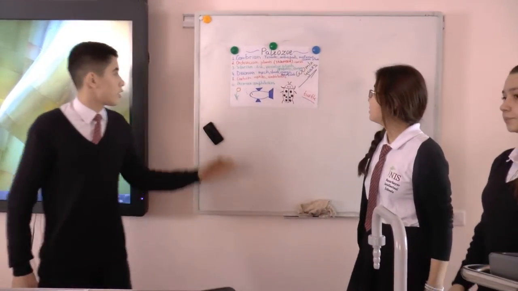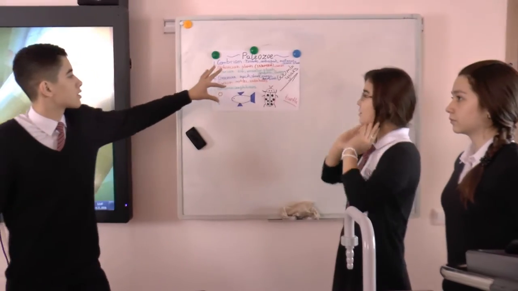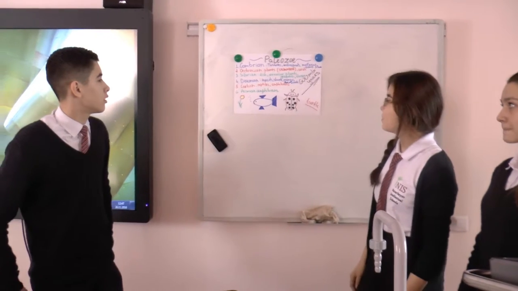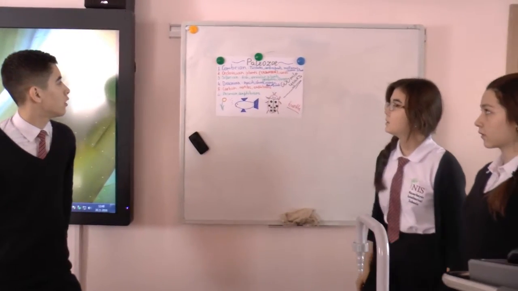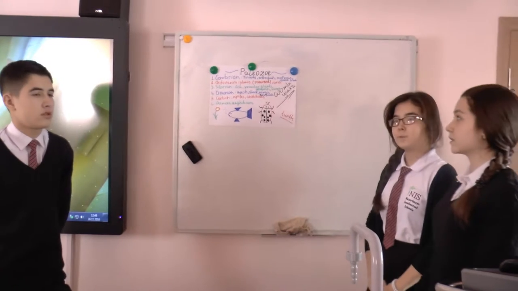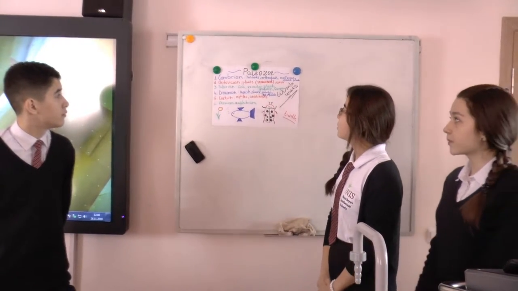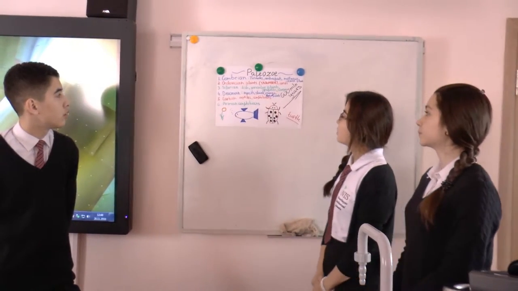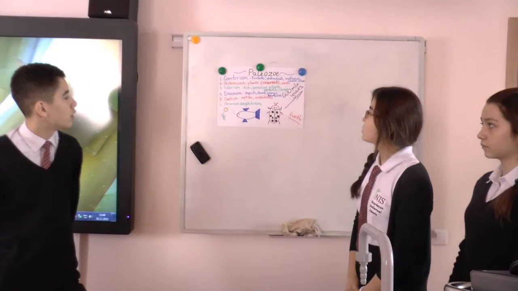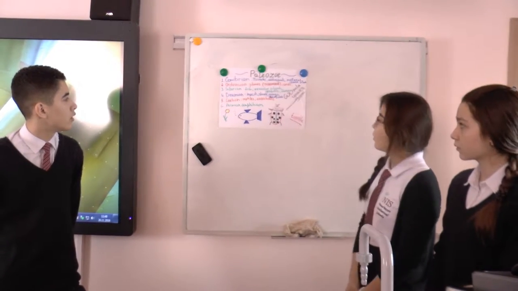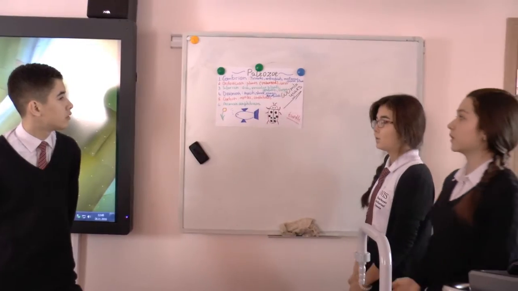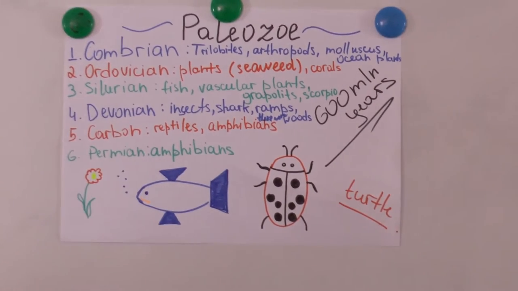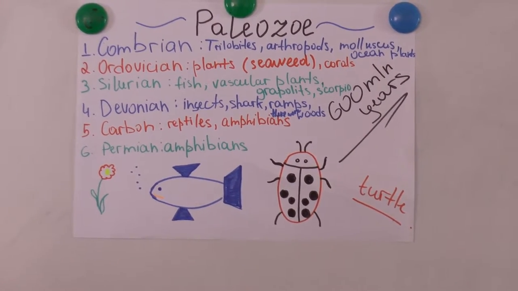Okay, first I want to say that the Paleozoic era started 600 million years ago, and the Paleozoic era has six periods. The first period is the Cambrian, which consists of trilobites, arthropods, mollusks, and other ocean plants. The second period is the Ordovician, and there were plants and corals. The third period is the Silurian, and in this period there were fish, vascular plants, and scorpions.